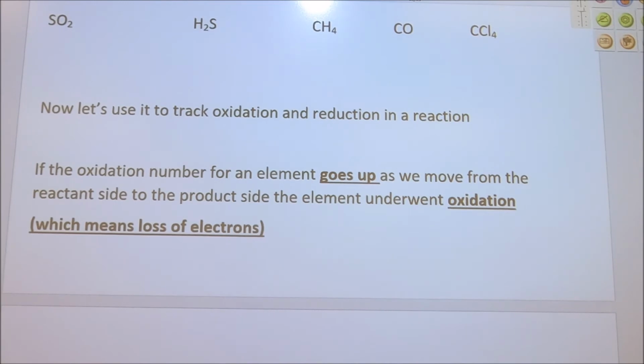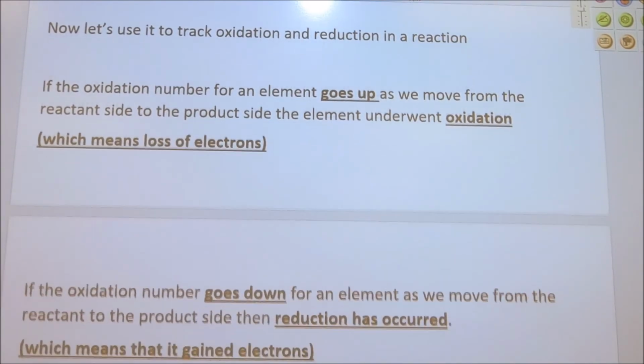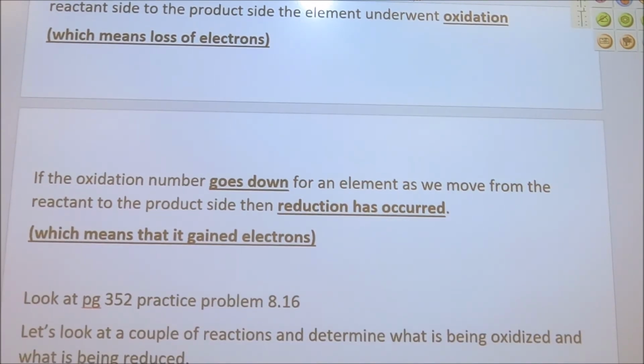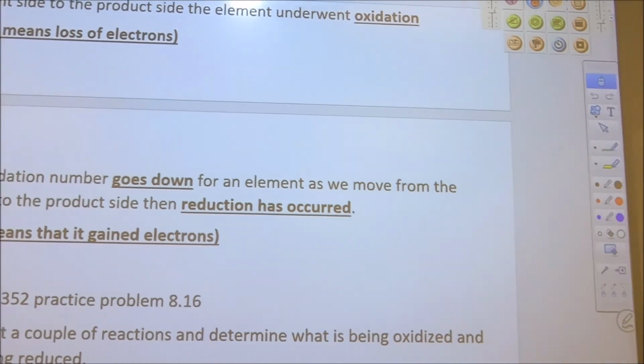It lost electrons. If the oxidation number goes down for an element as we move from reactant side to product side, reduction has occurred, which means gained electrons. So we're going to look at some problems and look at whether oxidation has happened, and what's undergoing reduction. So 352.